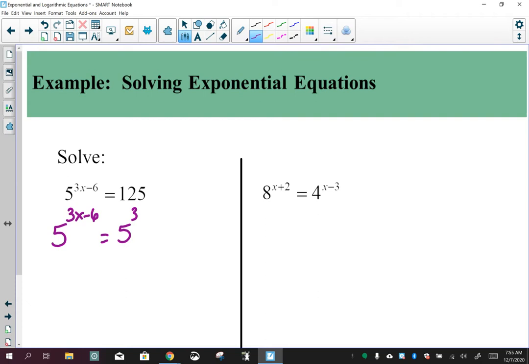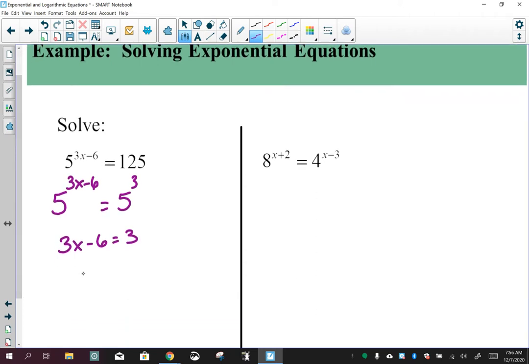Now, this is exactly what I want. I got exactly what I wanted. My bases are the same. So I'm going to drop my bases and set my exponents equal to each other. And then I'm just simply going to solve the equation at this point. Move that 6 over and divide by the 3.